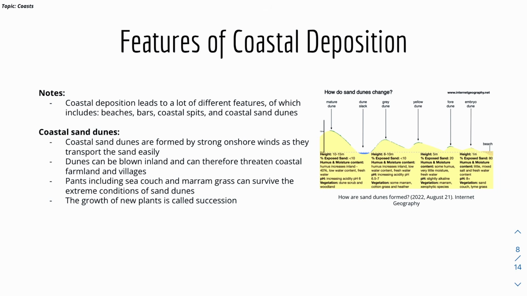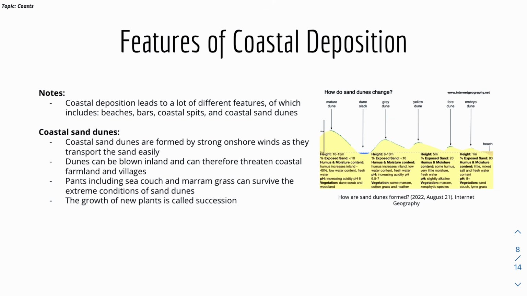And then we have coastal sand dunes. So coastal sand dunes are formed by strong onshore winds as they transport the sand easily. And dunes can be blown inland and can therefore threaten coastal farmland and villages. So for example, here's a beach right here where there's coastal wind from this direction, from the ocean to the beach, which will basically blow sand inland right here, which will form different dunes. Like we have the embryo dunes, fore dunes, yellow dunes, grey dune, dune slack, and mature dunes, due to different processes.